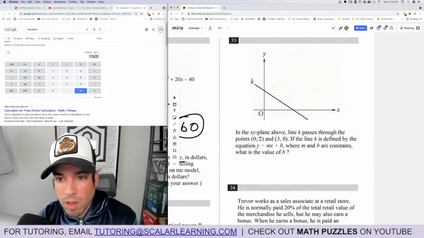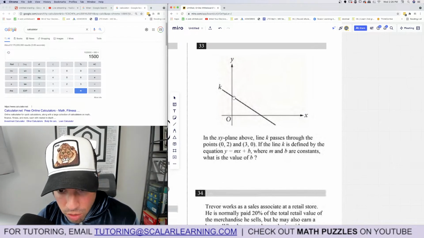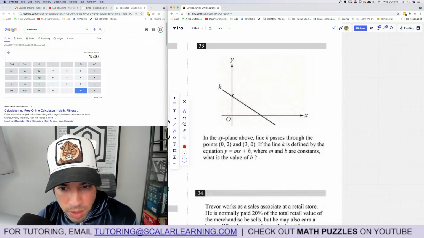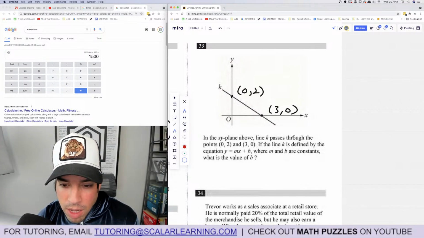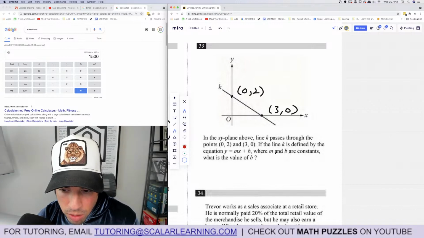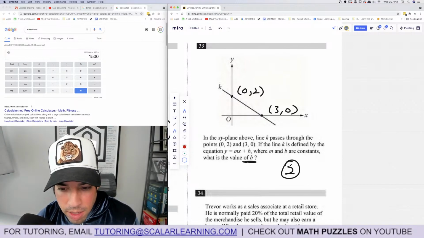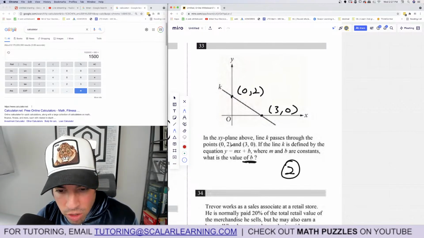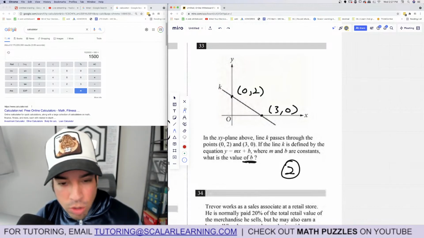33. In the XY plane above, line K passes through points 0, 2 and 3, 0. If the line K is defined by the equation y equals mx plus b, what's the value of b? It's 2. Why? Because b is the y-intercept. The x value is 0 at the y-intercept. So 2 is the winner.